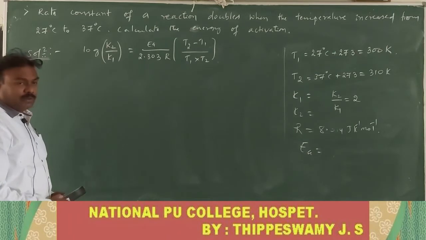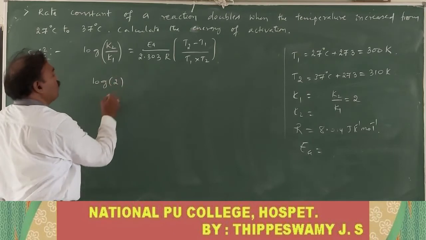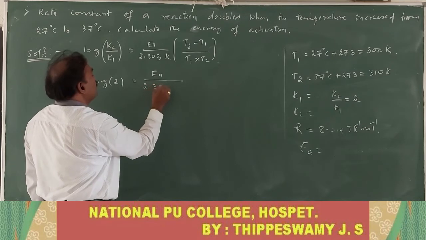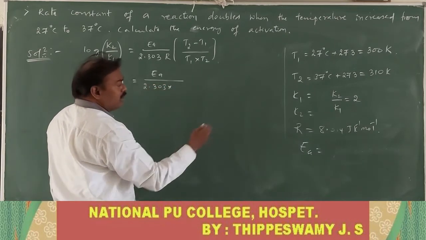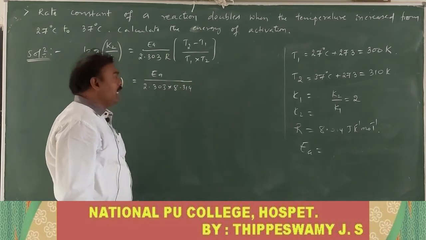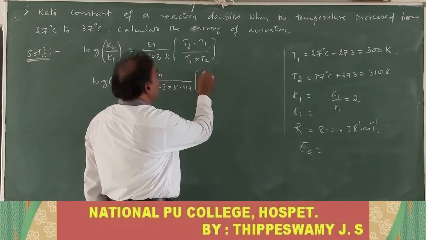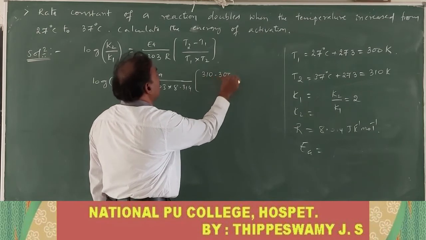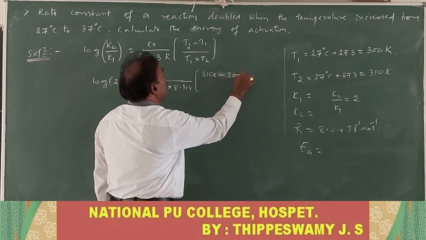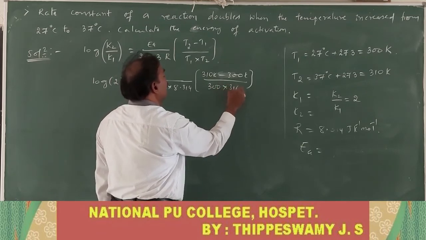Now we substitute the values. Log K2 by K1 is equal to log 2. This is equal to Ea divided by 2.303 into the gas constant, what is its value? 8.314 joules per Kelvin per mole, into the bracket T2 minus T1, that is 310 Kelvin minus 300 Kelvin, whole divided by 300 into 310 Kelvin.